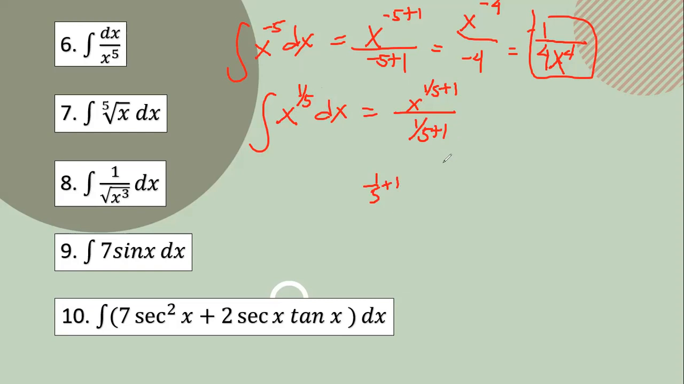Okay. So we have x raised to 6 over 5 over 6 over 5. Okay. Rewrite natin. So that will be divided by 6 over 5. Pag nagdi-divide tayo ng fraction, nagbabaligtad siya. So, reciprocal, 5 over 6 times x raised to 6 over 5.